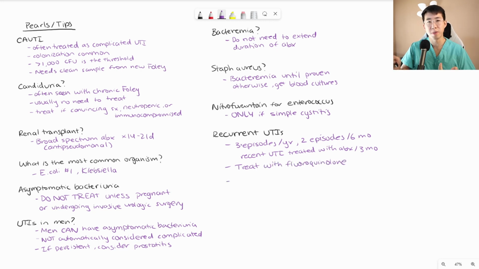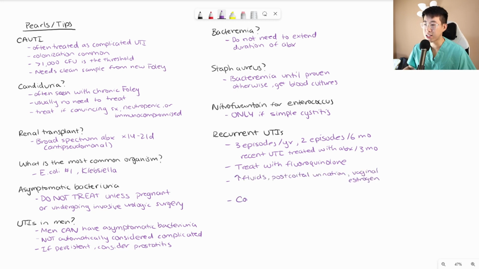You should also counsel patients on some lifestyle adjustments that they can make. So increased fluid intake, and post-coital urination, so going to the bathroom to urinate after sex can sometimes help. If they're postmenopausal, vaginal estrogen sometimes is helpful. And then you can consider prophylaxis. You can do a post-coital prophylaxis. If patients have clear onset of symptoms after having sex, then they can just take an antibiotic right after having sex and prevent some of these UTIs.